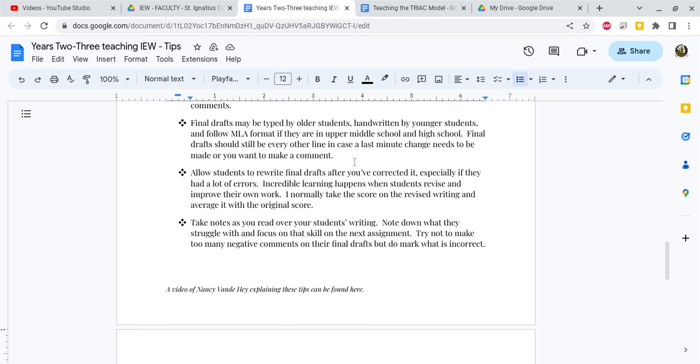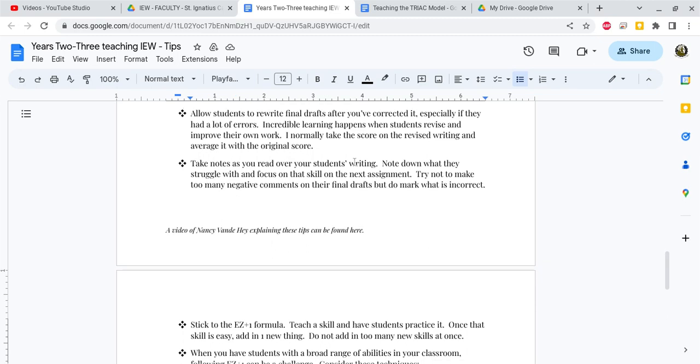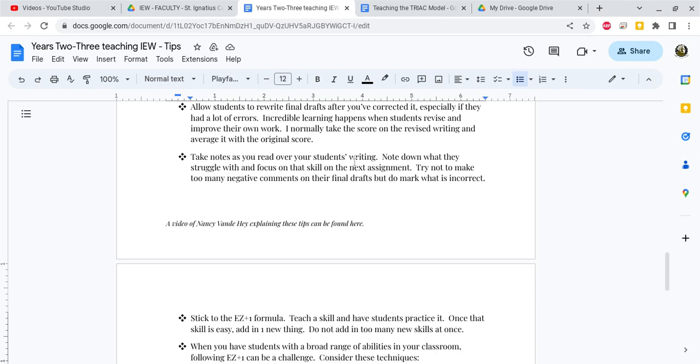Final drafts, like I said, for older students are usually typed, but for younger students, of course, it's more appropriate to handwrite. As they get older, start requiring the MLA format. We do have a handout that we use here at school. Final drafts should be every other line in case there needs to be a last-minute change. Always give them an opportunity to rewrite their final drafts. This is a really key idea in IEW. Again, when they are revising their own work, they're really learning and growing in skills.